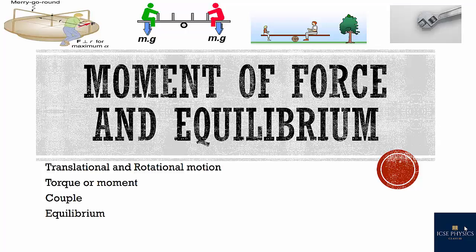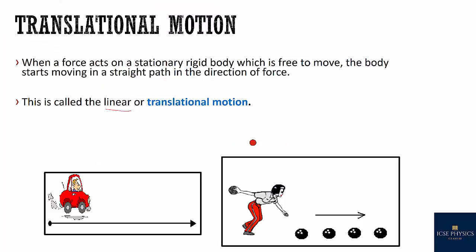So let's start. When a force acts on a rigid body which is free to move, the body starts moving in a straight line in the direction of force. This is called linear translational motion. Suppose this is a toy car and we apply a force here. Force is being applied. What will be the direction of the toy car? The toy car will move in this direction, or in the direction of force, in a straight line.